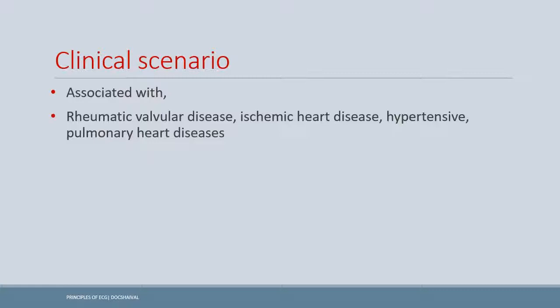Atrial flutter is commonly associated with rheumatic valvular diseases after ischemic heart diseases. Why? Because ischemic heart diseases, even the rheumatic valvular diseases, cause damage to the cells of the heart or even the conducting cells, and they may cause a change in the electrical properties such that one cell is out of refractory and one cell is in the refractory, having different electrical properties, and this would cause an increased probability of formation of the reentrant loop. It is also associated with the hypertensive states and pulmonary heart diseases.